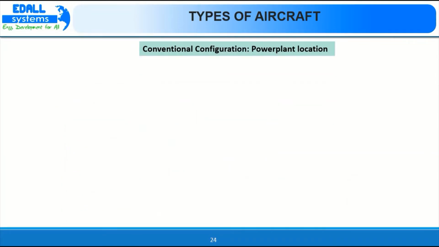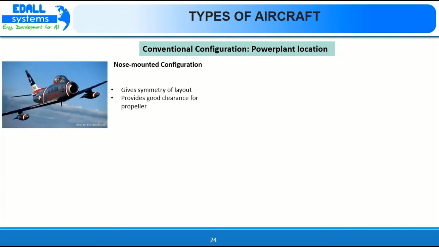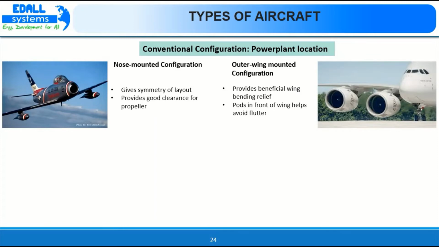Now we will see the first category under conventional configuration: power plant location. Based on where the engine is located, we can classify aircraft in conventional configuration. The nose mounted configuration is the first one, where the engine is placed at the nose of the fuselage, that is the first front location of an aircraft. Nose mounted configuration gives symmetry of layout. Then it provides good clearance for the propeller. If we are using a turboprop engine at the front of an aircraft, then it will provide good clearance for the propeller.